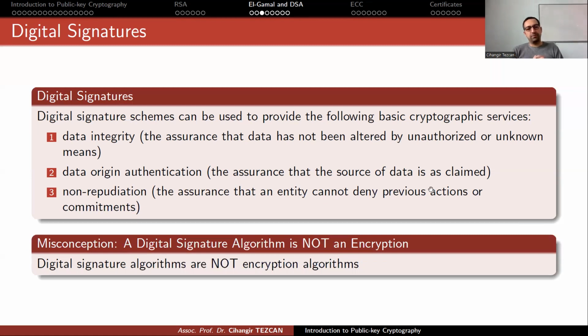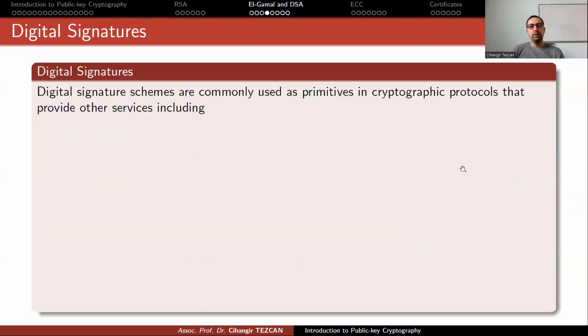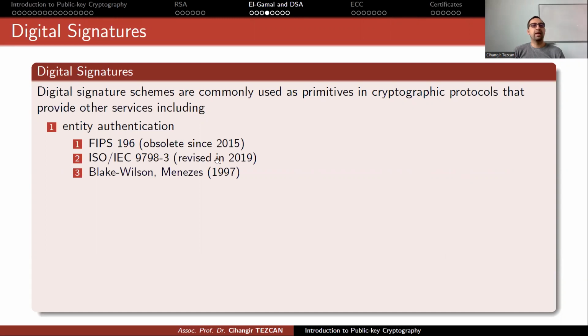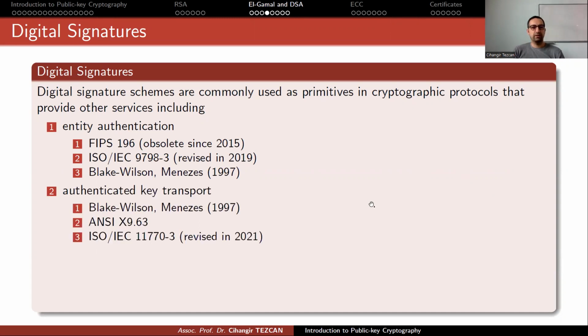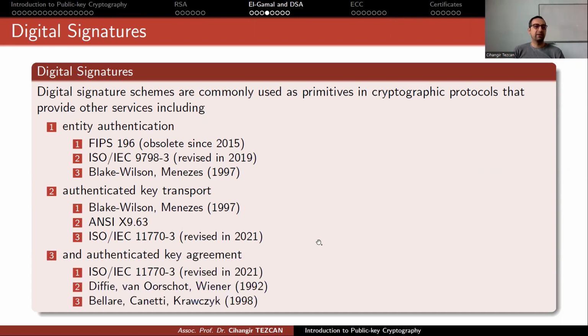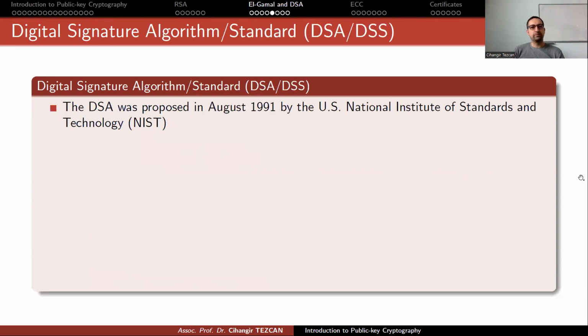A misconception: a digital signature is not an encryption algorithm. This is important because you are not trying to provide confidentiality here, right? It provides data integrity, data origin authentication, and non-repudiation. Yes, digital signature schemes are commonly used as primitives in cryptographic protocols that provide other services, including entity authentication. There are many standards for that, authenticated key transport and authenticated key agreements. Okay, very old and new standards are here.